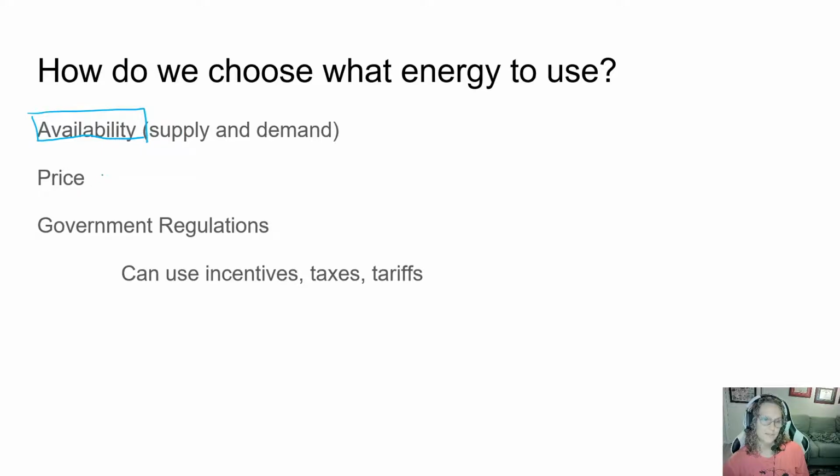How much does it cost? There's a definite limit of what we're willing to pay for our energy. And what's the government doing? Sometimes the government incentivizes places to use different ones. They'll help cover the cost. Sometimes if they don't want you to use one, they'll charge higher taxes for it. And if it's coming from other countries, they might charge something called a tariff. So make sure you know these three words and what they do.